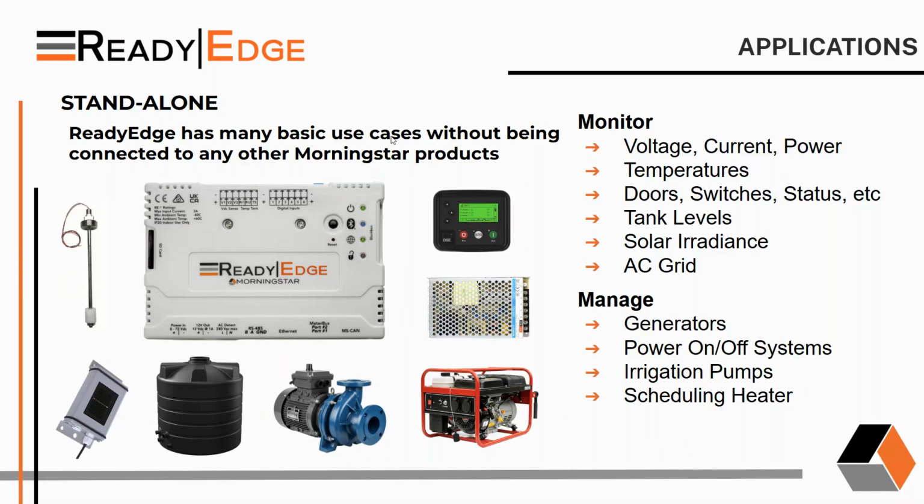Solar irradiance, what is the status? What's the basic weather conditions in terms of solar and temperature available easily? And also AC grid, is your grid there? And then this information with the ReadyEdge allows you to manage things like control your generator, power on off auxiliary subsystems based on the time of day or state of charge, irrigation pumps.